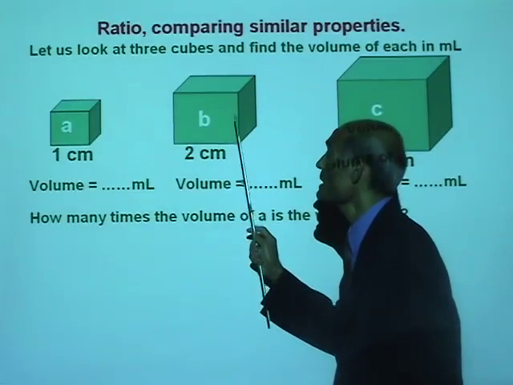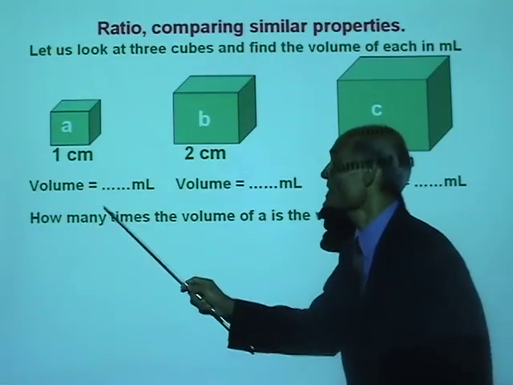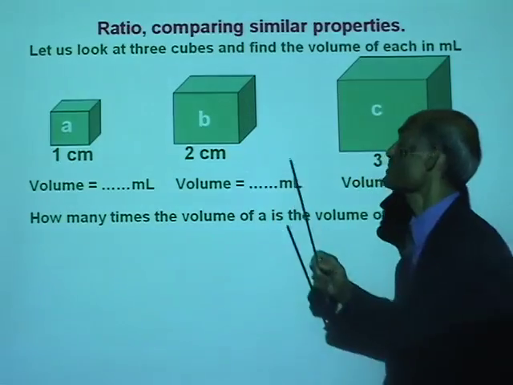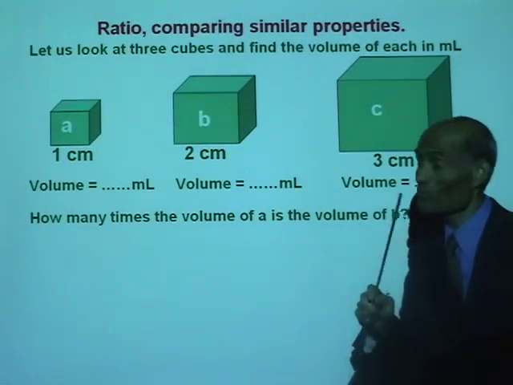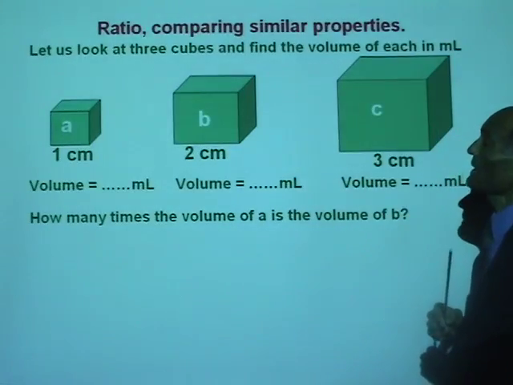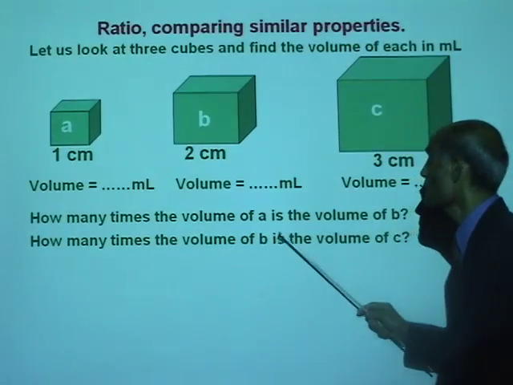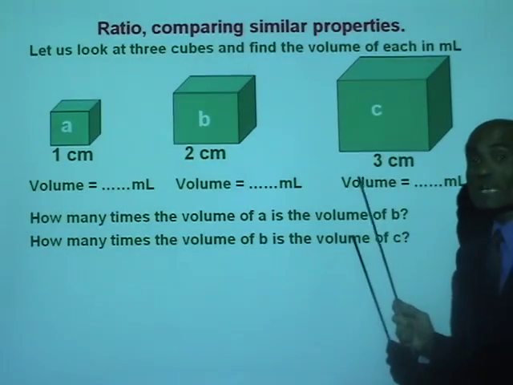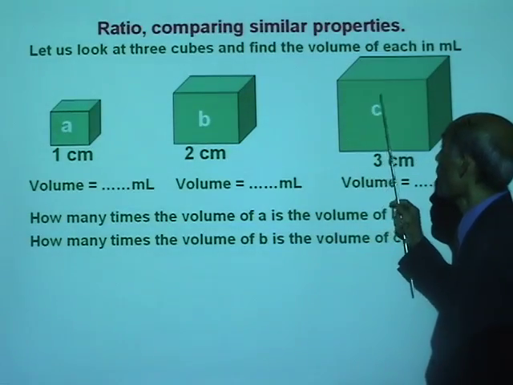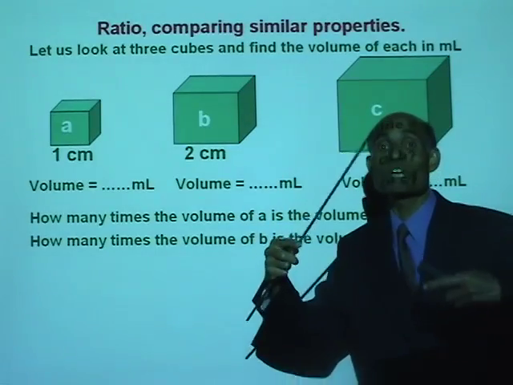Volume of B divided by volume of A will tell you the number of times the volume of B is bigger than the volume of A. Alright, next one. How many times the volume of B is the volume of C? In other words, that is a ratio of the volume of C divided by the volume of B. See how a ratio works.